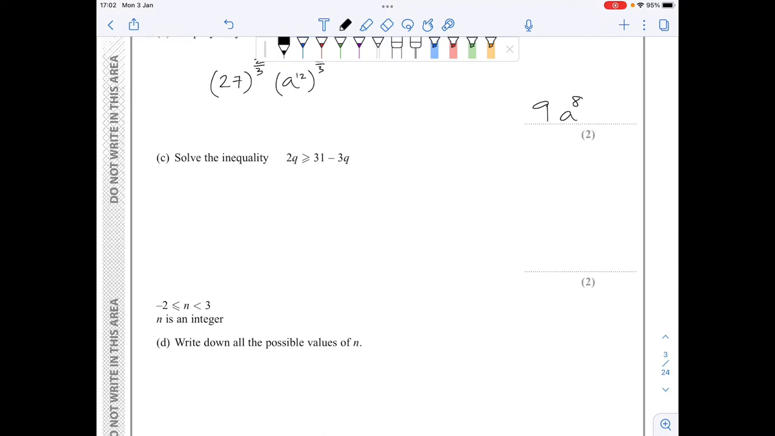For part C, I will solve this as if it was an equation. So I'm going to take the minus 3q to the left and add it. So I've got 5q is bigger or equal than 31. So q is more than or equal to 31 over 5. You can write this as a decimal if you want.